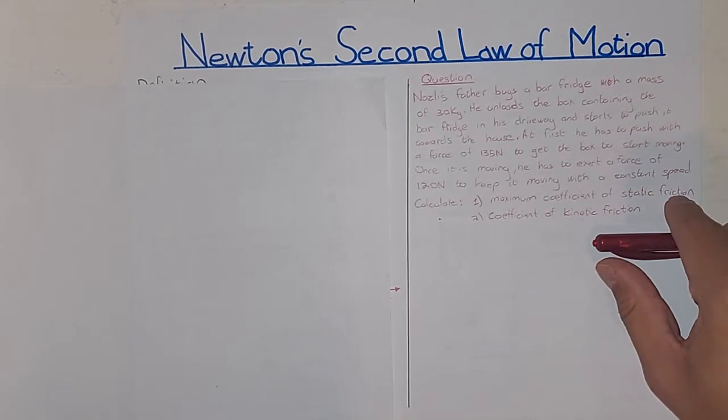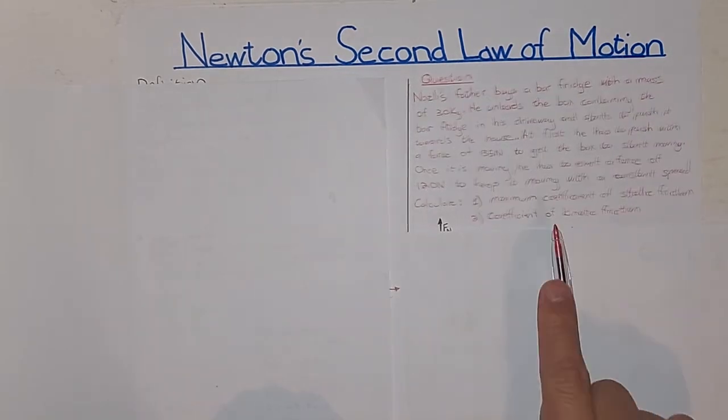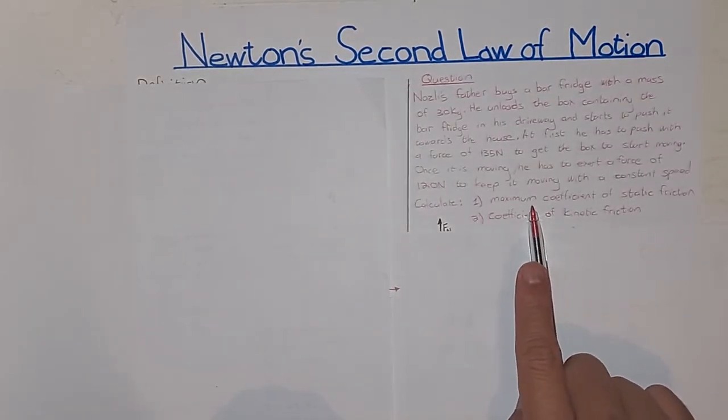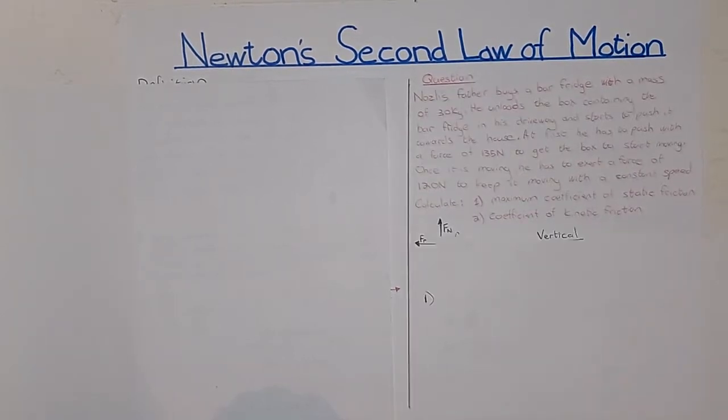So therefore mass times acceleration is 0, F net is 0. 1. Calculate the maximum coefficient of static friction. And 2. Coefficient of kinetic friction. So we need to know what is the maximum coefficient of static friction, and the coefficient of kinetic friction.